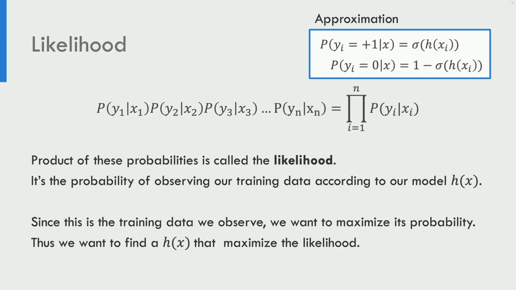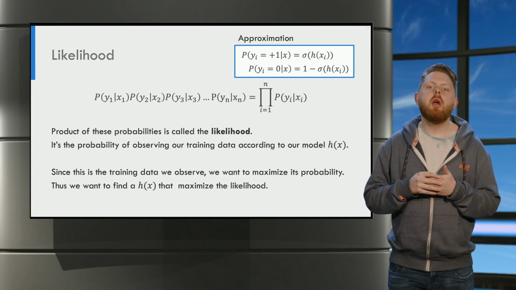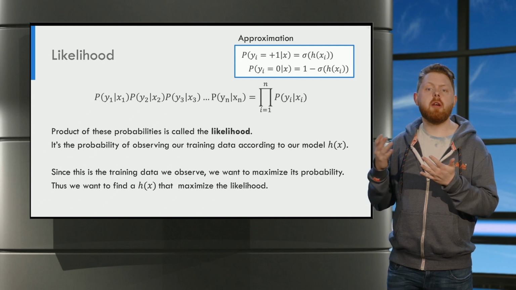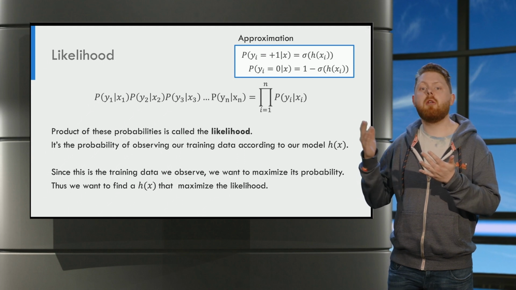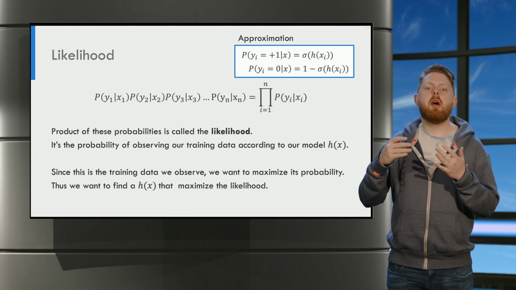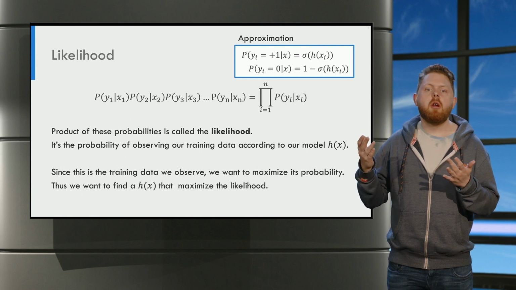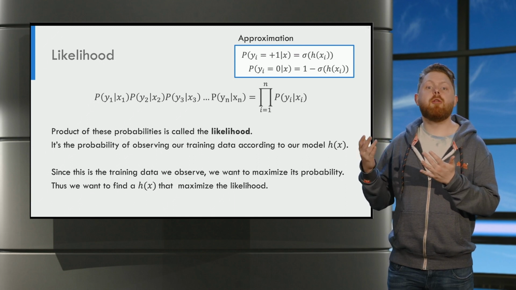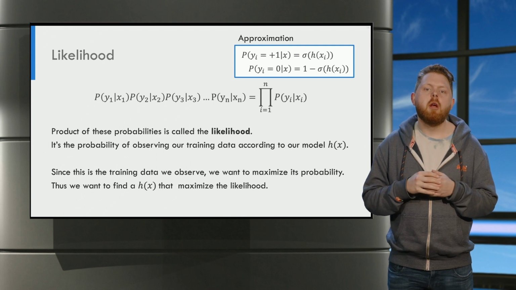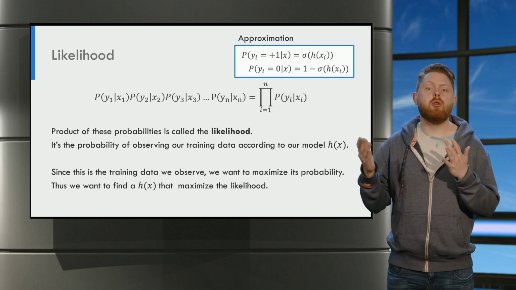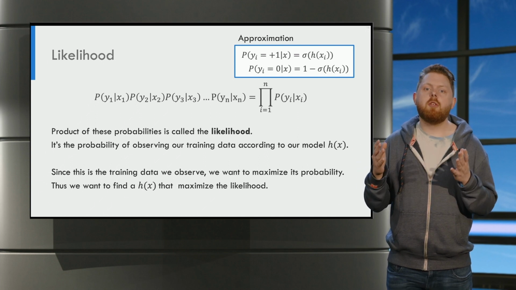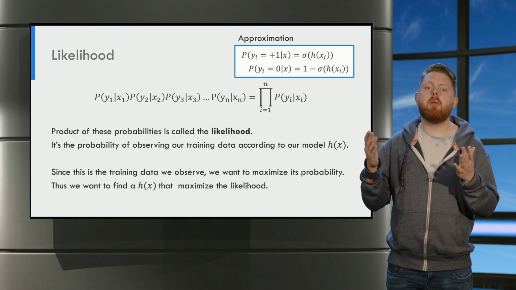Since this is exactly the training data that we observe, we want to maximize this probability. If we see a person is defaulting, we want the posterior probability for defaulting for that person to be large. If we see a person that pays back their loan, the probability of defaulting for that person should be small. The likelihood multiplies all these probabilities together, and that should be large. Thus, logistic regression wants to maximize the likelihood.